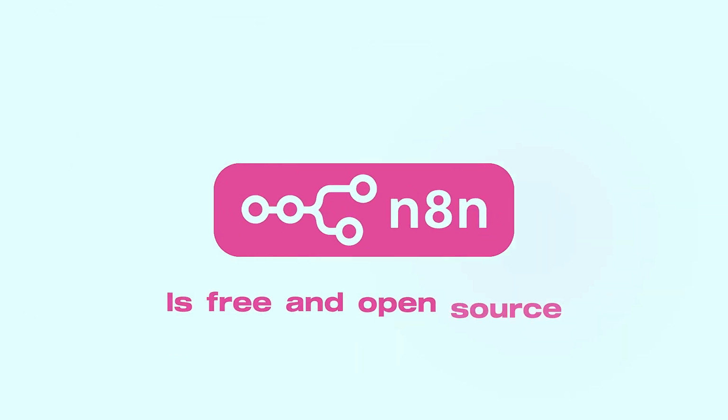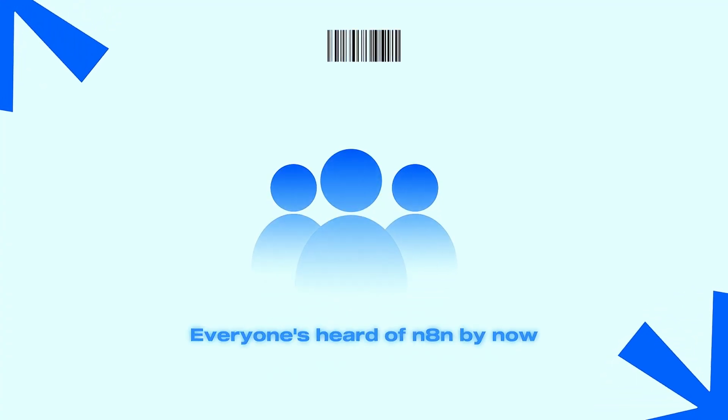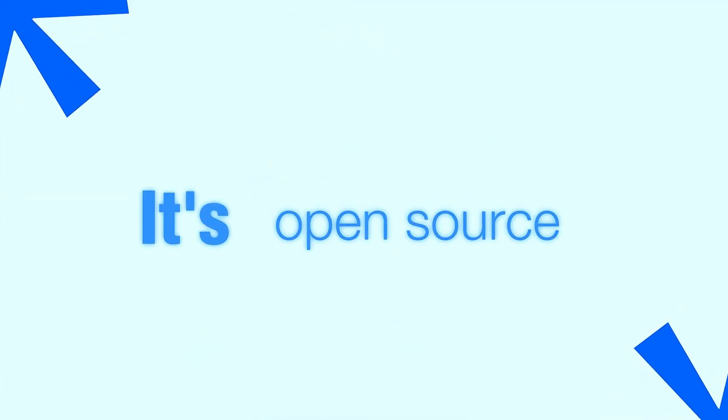n8n is free and open source, Twin is not. So why did I choose Twin? See, everyone's heard of n8n by now. It's free, it's open source, it's self-hosted. It sounds too good to be true, right?